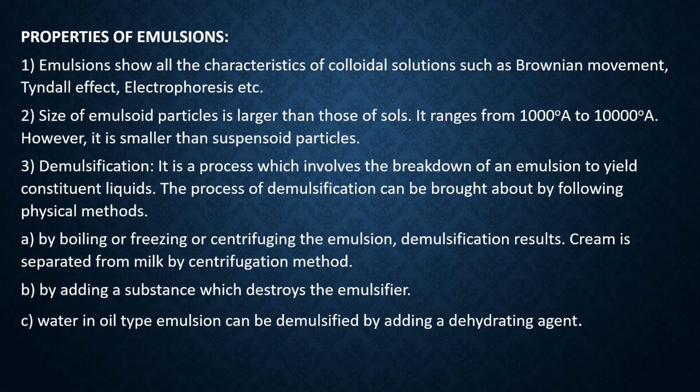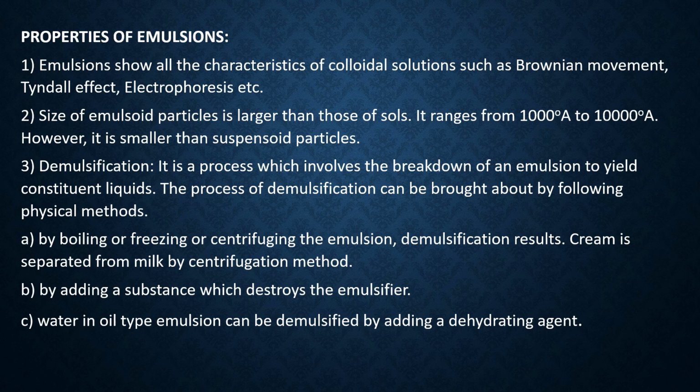Next, properties of emulsions. So now let us look into the properties of emulsion, students. The first point, emulsions show the properties of colloidal solutions like Brownian motion, Tyndall effect, electrophoresis, etc. And the size of the emulsoid particles, when we observe, is larger than those of salts. It ranges from 1000 to 10,000 angstrom units, but however, they are small particles.